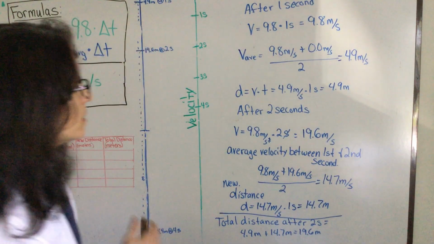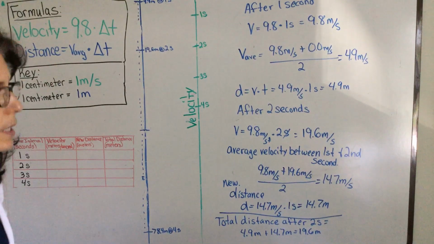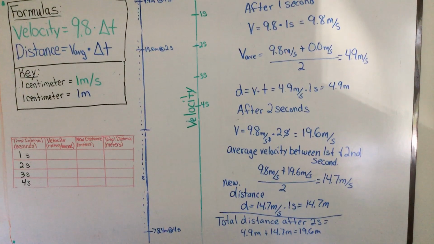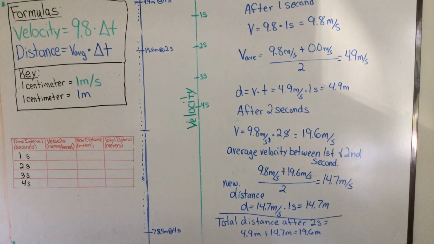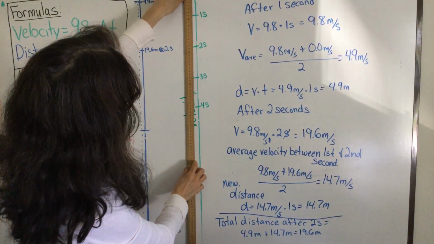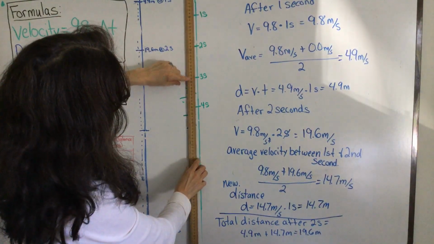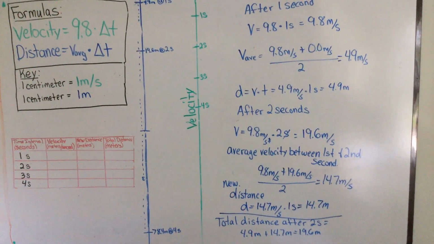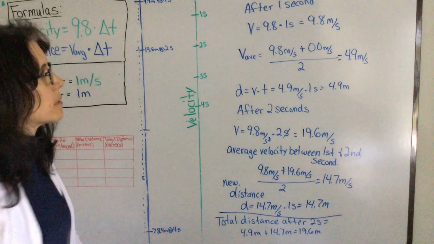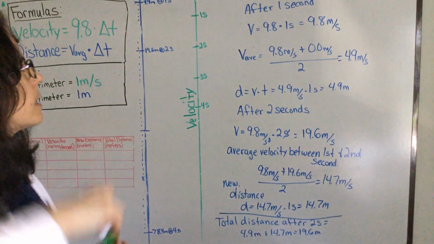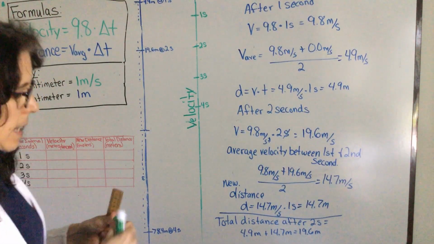The third velocity, if you were to calculate it, 9.8 times 3, is going to be 29.4. So you make the next one at 29.4 centimeters, and then the last one is going to be at 39.2 centimeters. All right, so you can write those in, and we're going to go ahead and write in the velocity at that second.